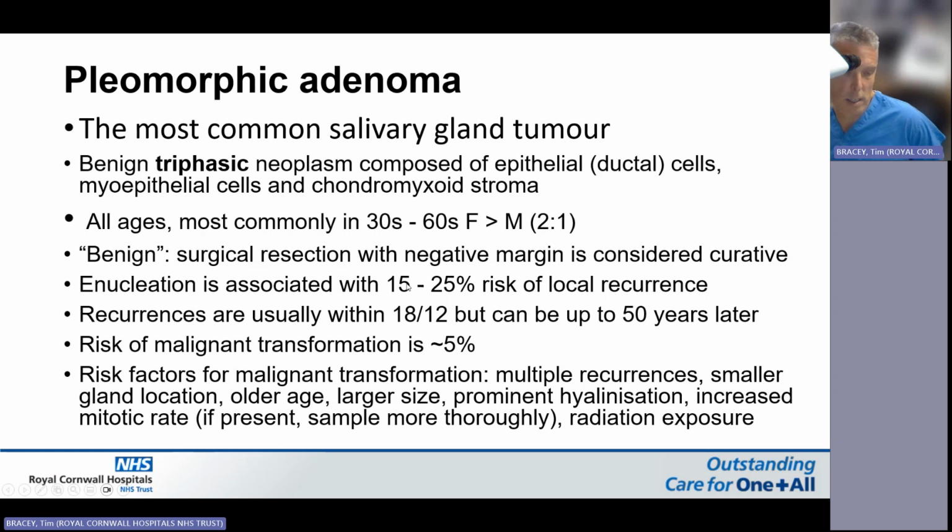Enucleation, though, is associated with quite a significant risk of local recurrence, and those local recurrences can be up to 50 years later. And the risk of malignant transformation actually is higher in people that have had local recurrences. So if it's just enucleated and then you get recurrences, then your recurrences and malignant transformation chance goes up, and they tend to be more aggressive when you do get a malignant transformation.